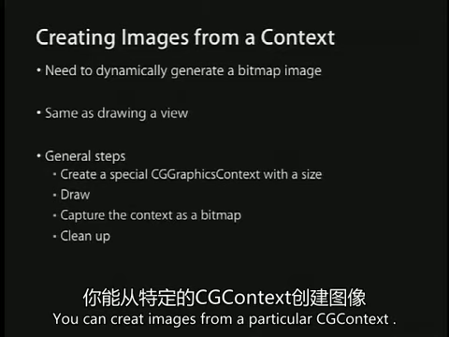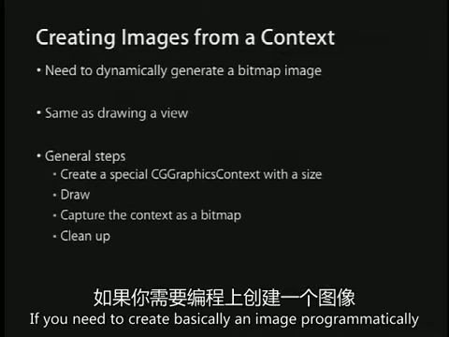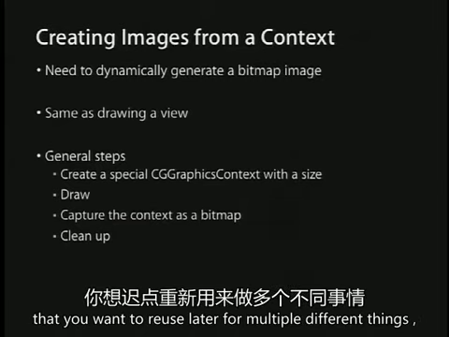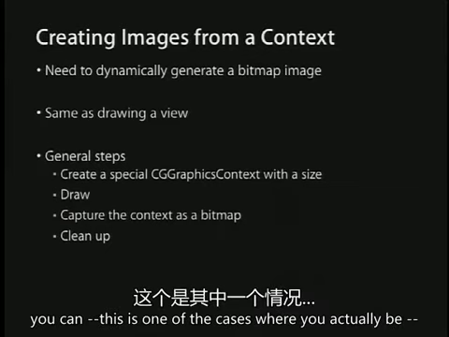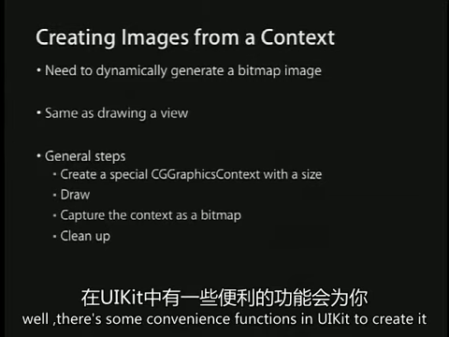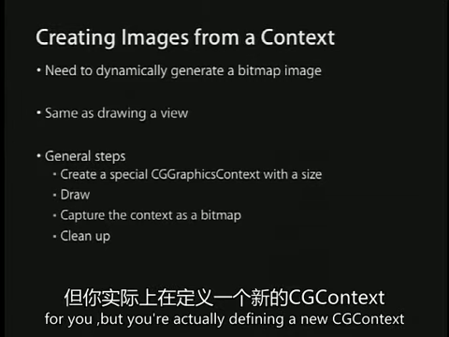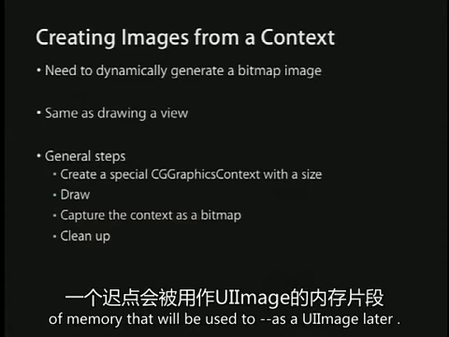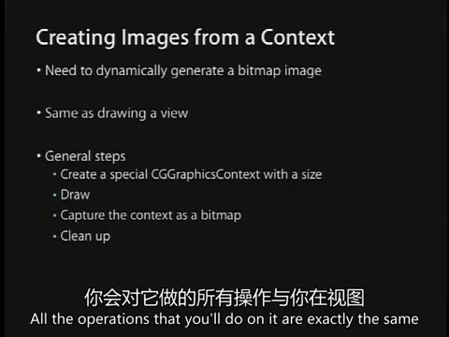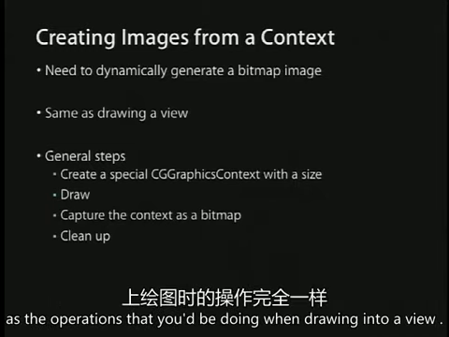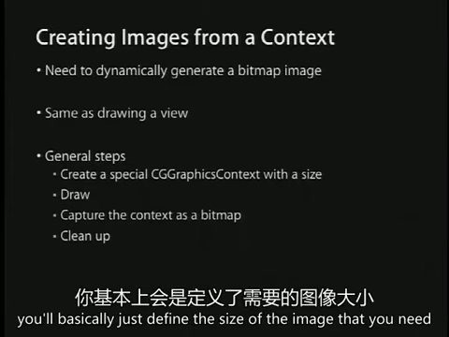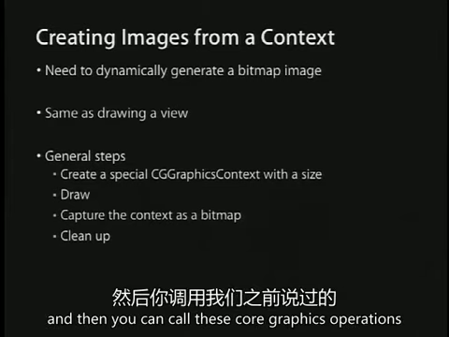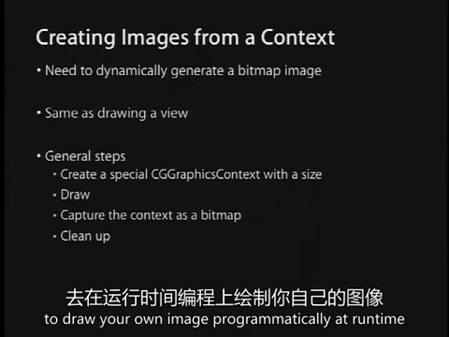You can create images from a particular CG context. This is actually pretty cool. If you need to create basically an image programmatically that you want to reuse later for multiple different things, there are some convenience functions in UIKit to create it for you, but you're actually defining a new CG context, and the backing of that CG context will be a piece of memory that will be used as a UIImage later. All the operations that you'll do on it are exactly the same as the operations that you'd be doing when drawing into a view. You'll basically just define the size of the image that you need, and then you can call these Core Graphics operations that we talked about before to draw your own image programmatically at runtime.